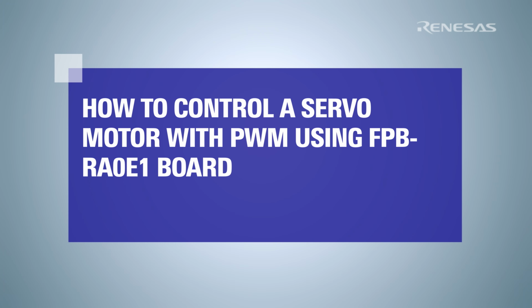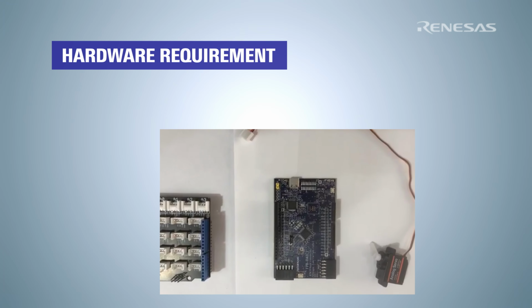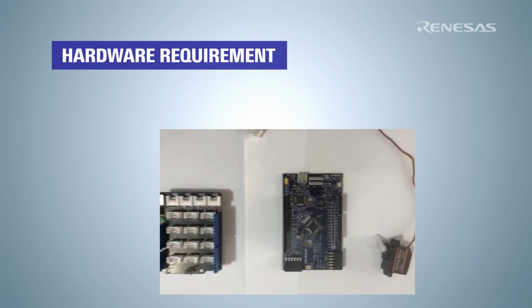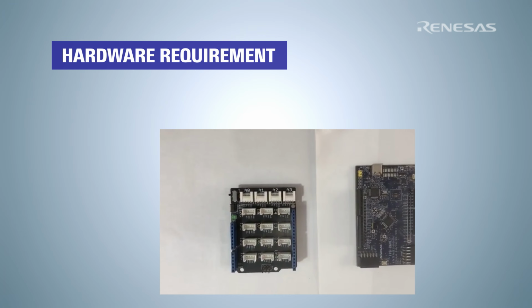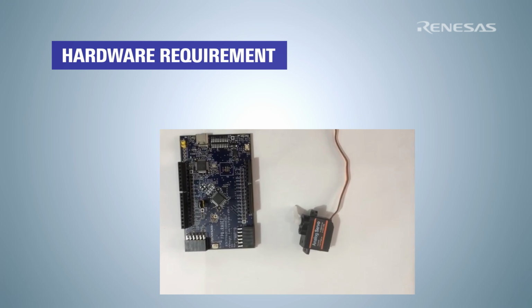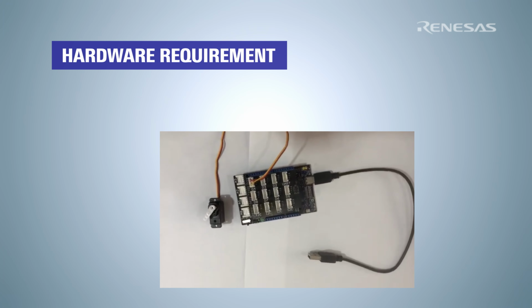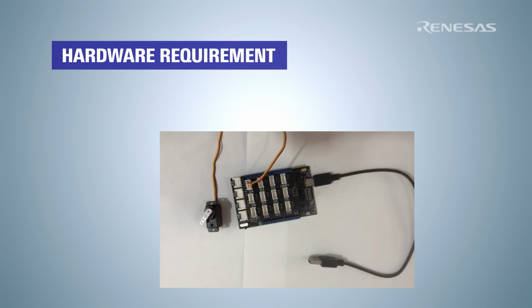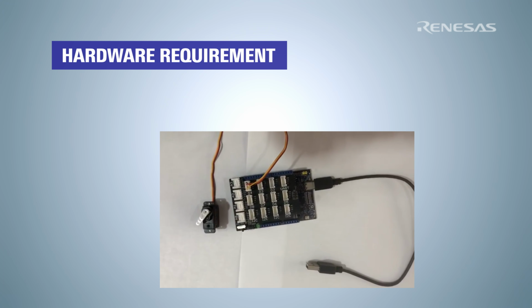In this project, I will demonstrate how to control a servo motor using PWM signal. For this project, I am using FPB-RA0E1 board, Grove-based shield for Arduino interface, and a servo motor. Now you can connect Grove-based shield on FPB-RA0E1 board. Now connect servo motor on D4JST connector.